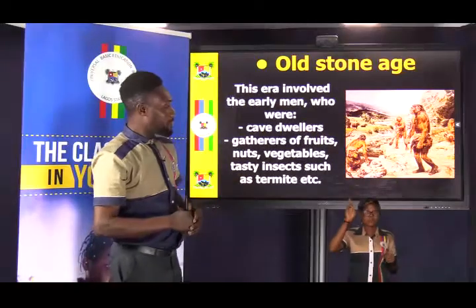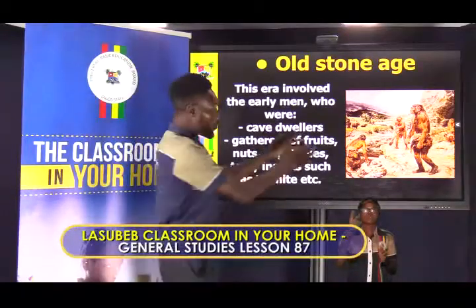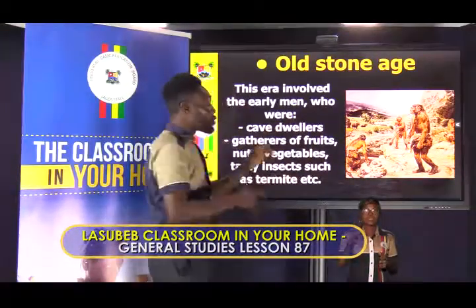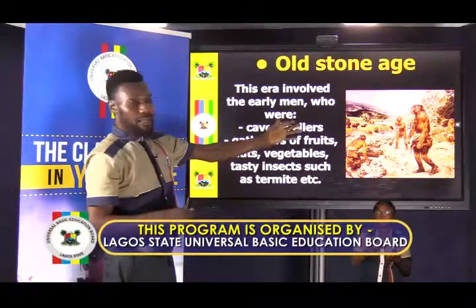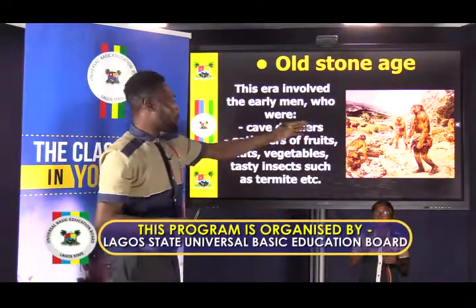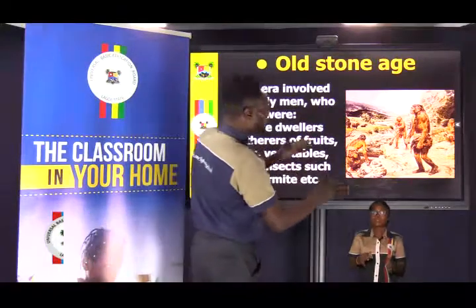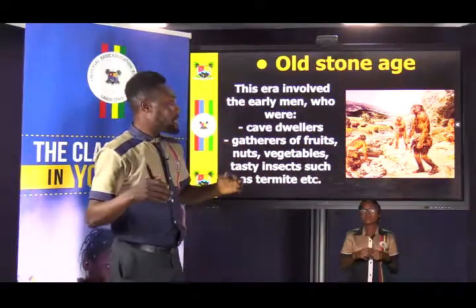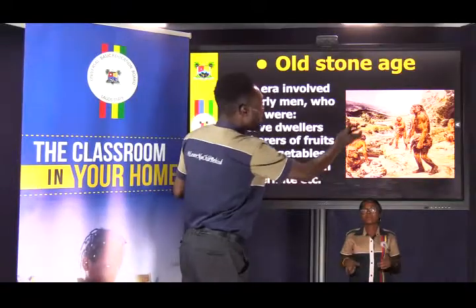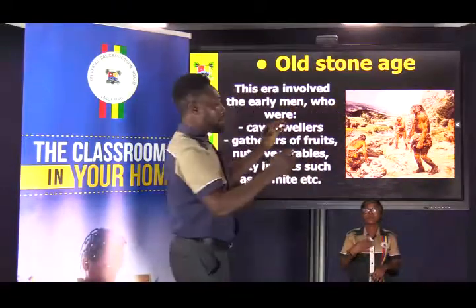Can you see? Good. These ones you are seeing were great farmers during that Old Stone Age. And at that time they were cave dwellers. Most of them did not have different houses. They lived at times under the rock. They lived in the bush.